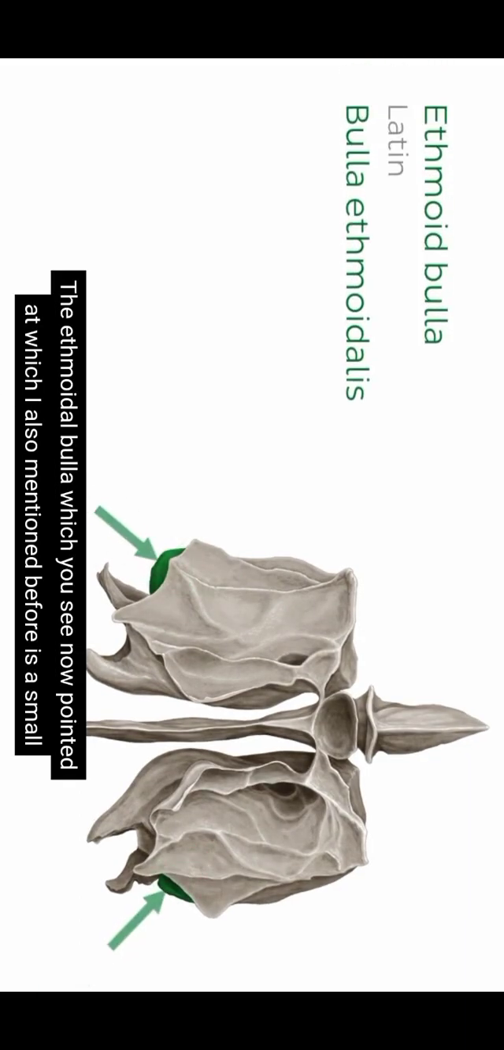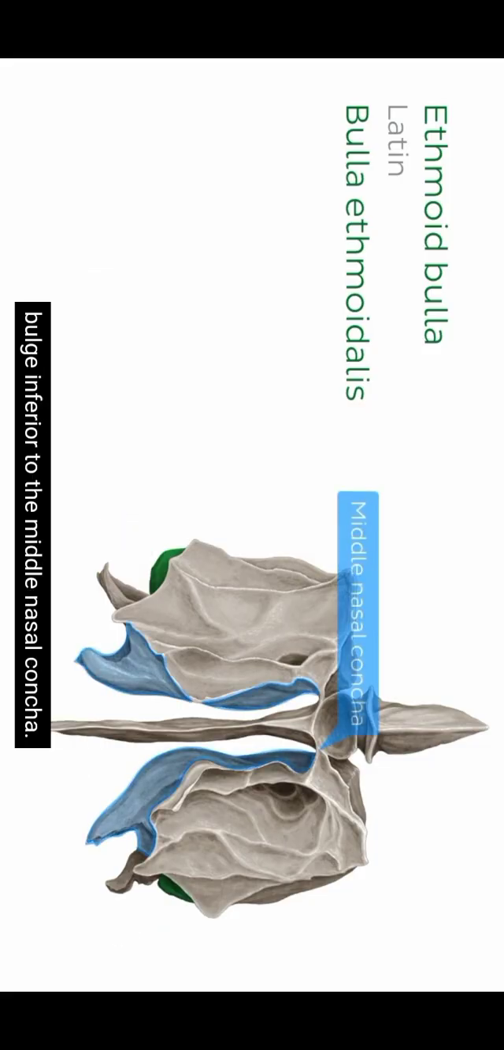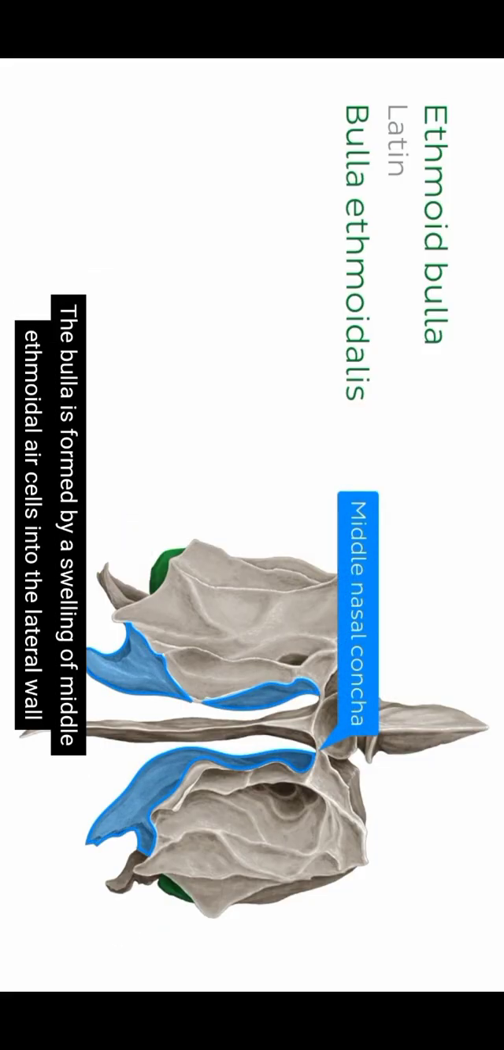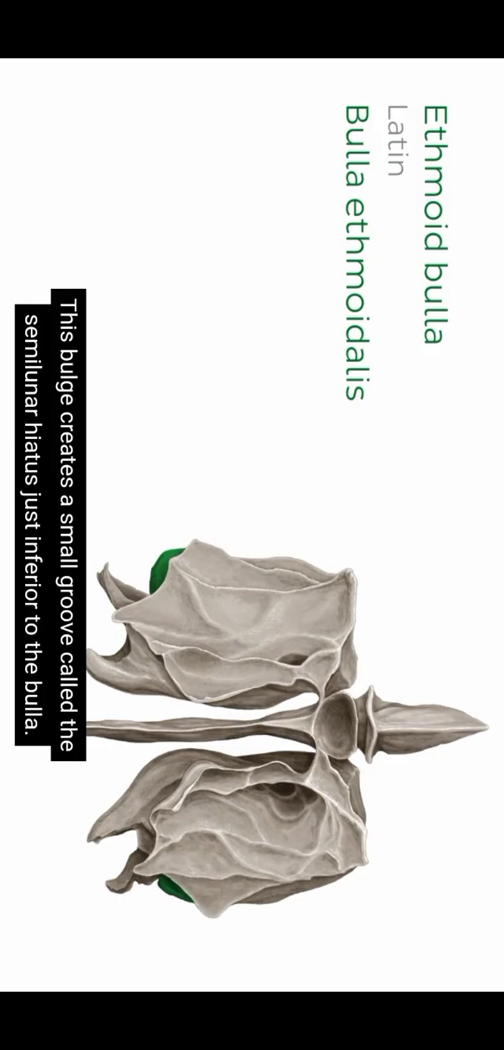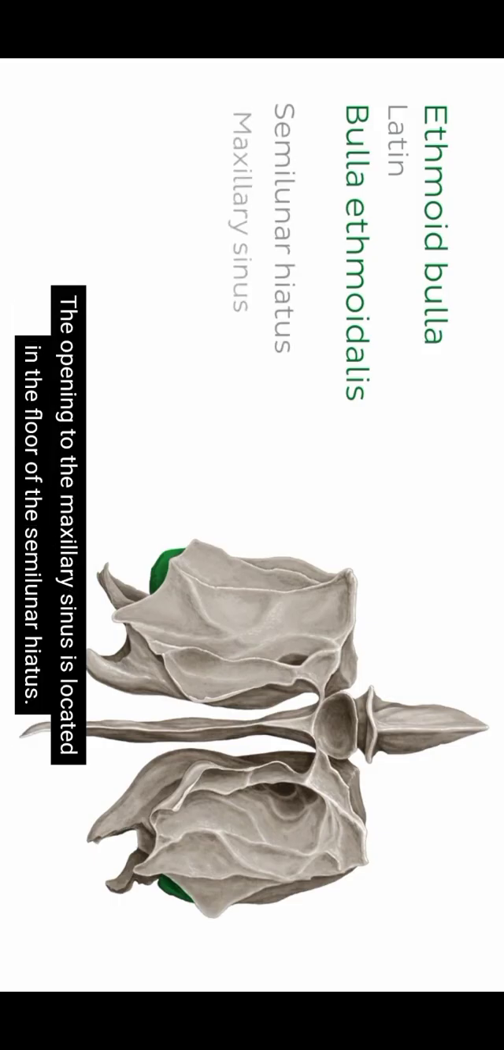The ethmoidal bulla, which you see now pointed at, which I also mentioned before, is a small bulge inferior to the middle nasal concha. The bulla is formed by a swelling of middle ethmoidal air cells into the lateral wall of the nasal cavity. This is where the middle ethmoidal air cells open into the nasal cavity. This bulge creates a small groove called the semilunar hiatus, just inferior to the bulla. The opening to the maxillary sinus is located in the floor of the semilunar hiatus.